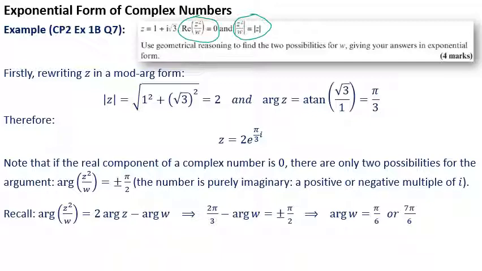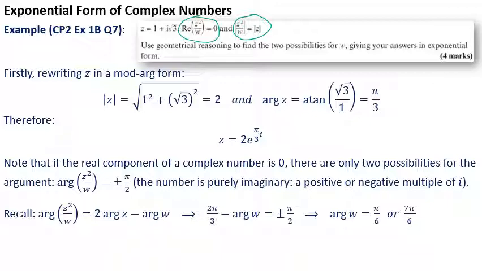You might recognize shades of logarithms in here. If you have log of z squared over w, that's equal to 2 times log z minus log w. The rules are the same because arguments are logarithms. Arguments are exponents, or the indices, or the powers. And another word for index or power is logarithm.